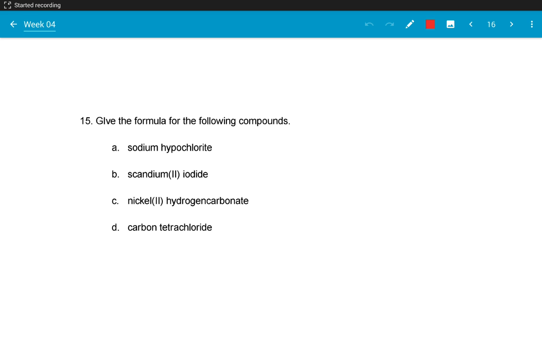Give the formula for the following compounds. Sodium hypochlorite. Well, sodium is a well-behaved cation that's 1 away from the nearest noble gas, so it should take on a +1 charge. Hypochlorite is from your table of polyatomic ions, and it has a formula of ClO with a negative.